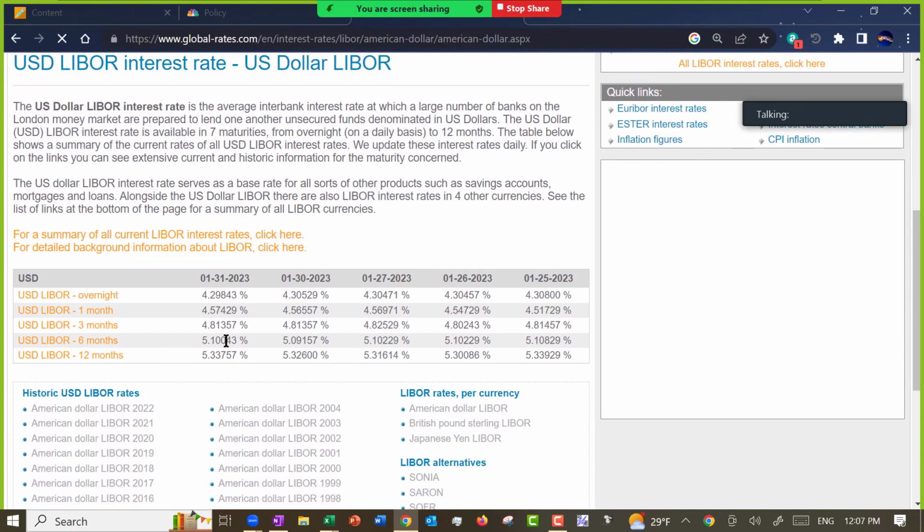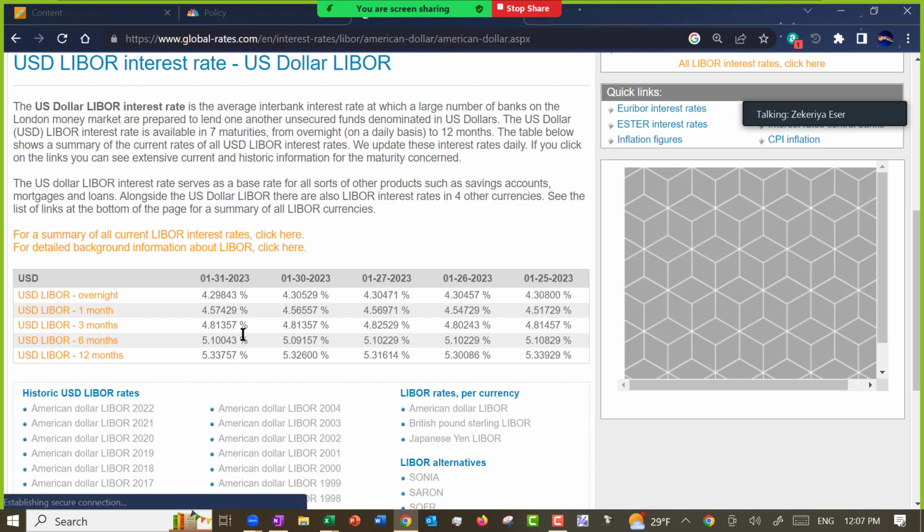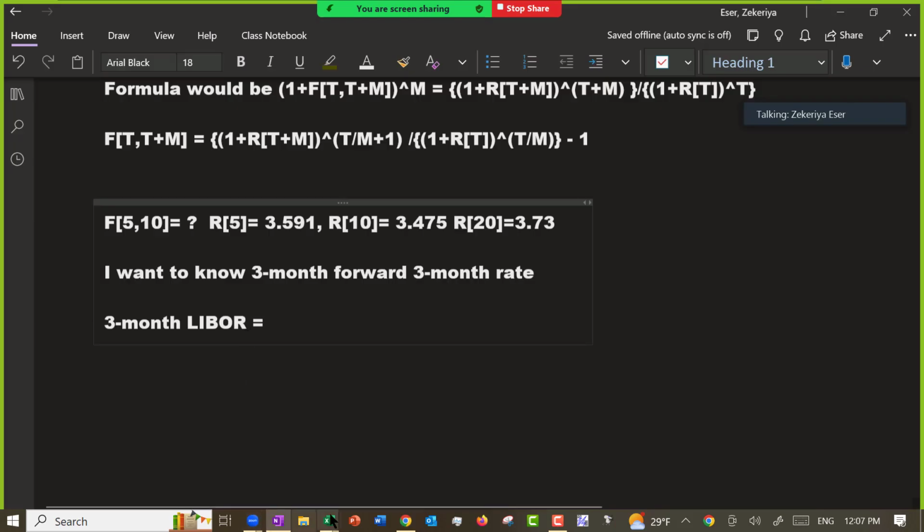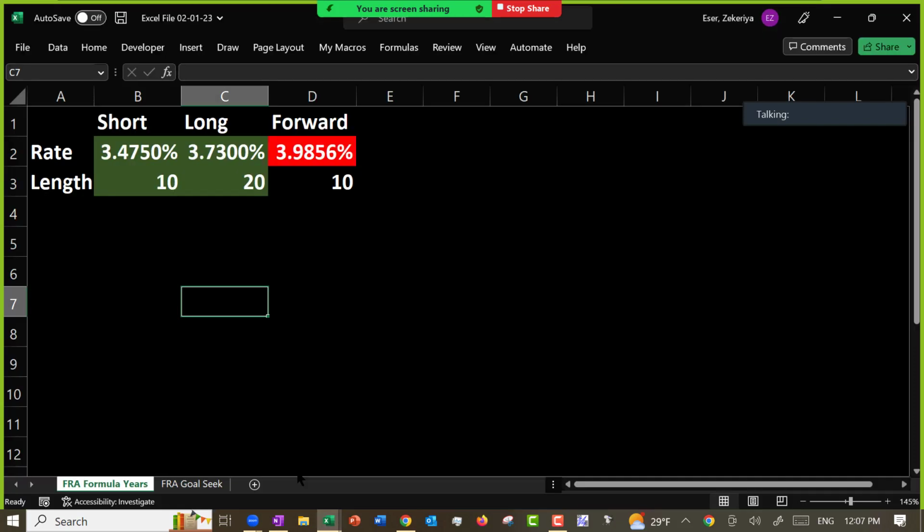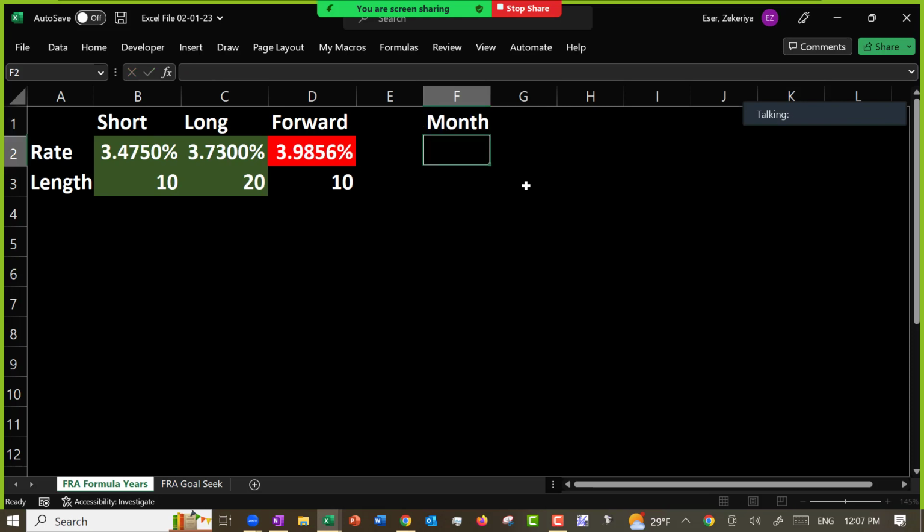Currently 3-month rate as of yesterday, 4.81357. Let's do the monthly stuff here. Month, long, or delete.